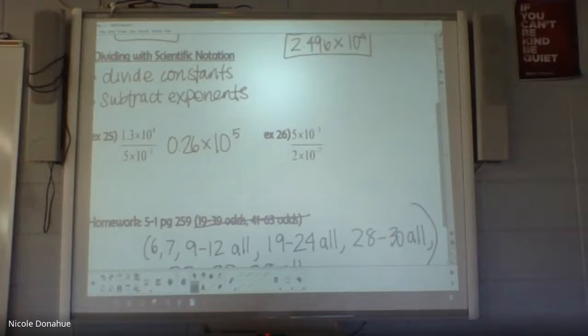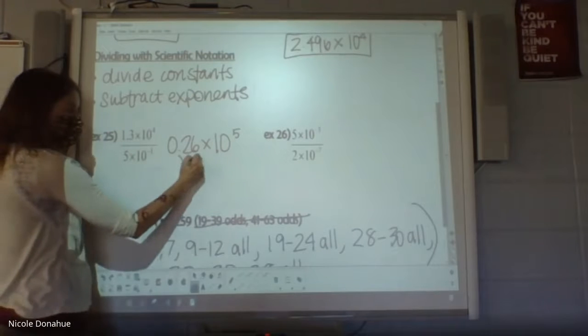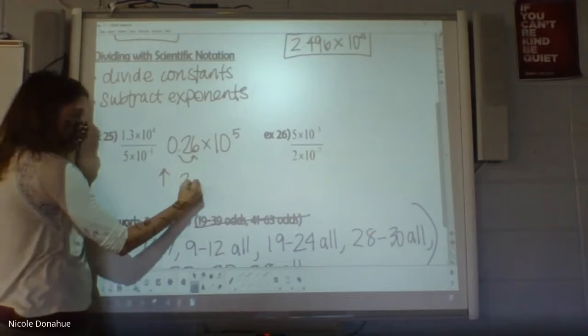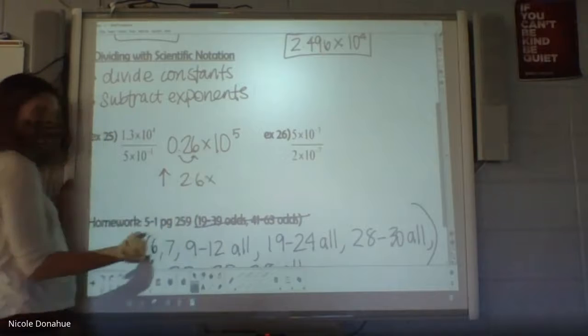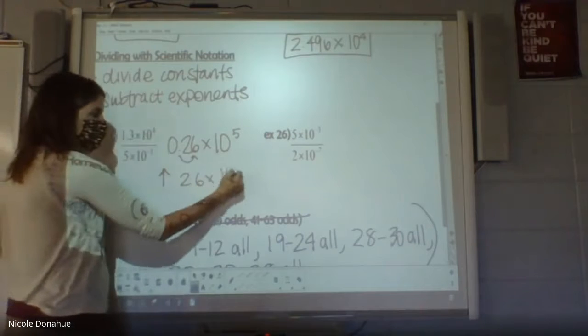What's the issue with 0.26? It's too small. You're not going to buy much with a quarter. So we need to make it bigger. So this is going to get bigger. So 2.6. That one gets smaller.